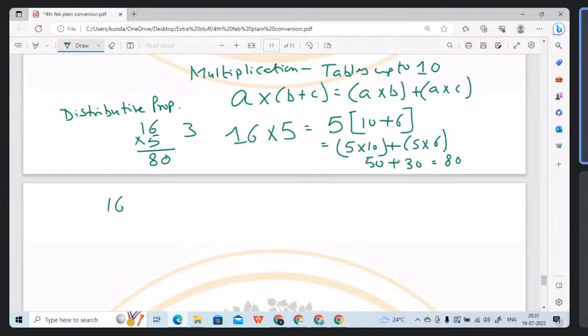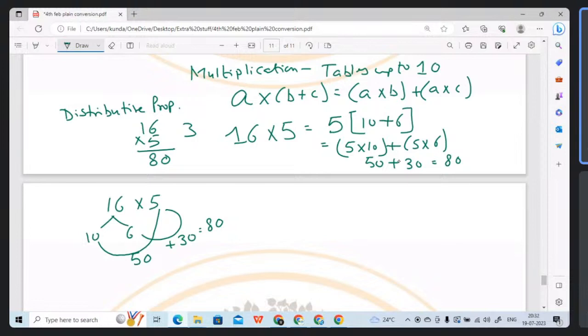जैसे कि 16 into 5, break this 16 into 10 and 6. Now this 5 is there, na? 10 5s are 50, 6 5s are 30. Add 50 plus 30, it becomes 80.